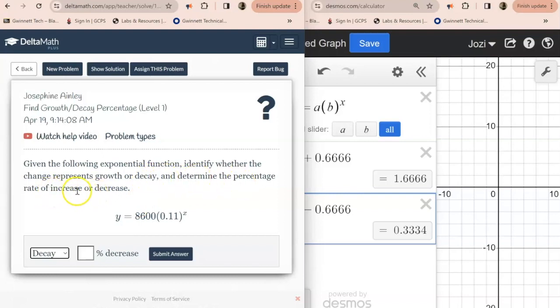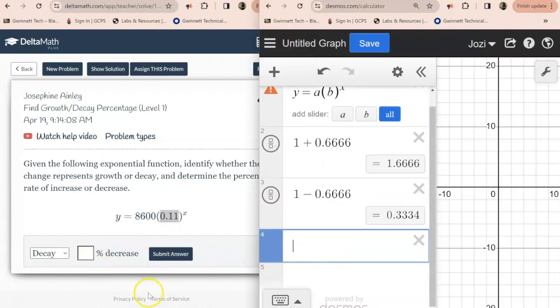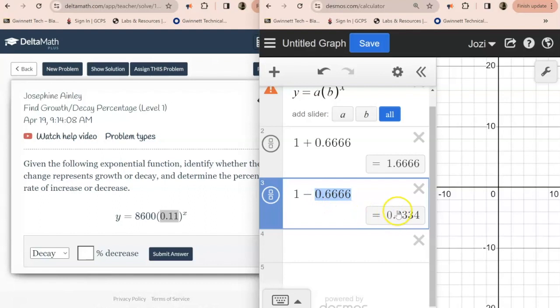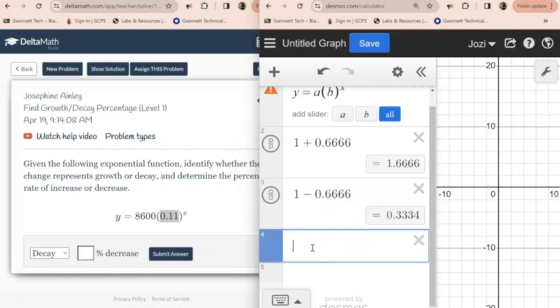All right, determine the percentage rate of increase or decrease. Now, remember, in this case, they've already subtracted. They did one minus some unknown variable, and they got 0.11. That's what that means, okay? So I'm going to take x to the other side, so it goes from minus x to plus x. Then I'm going to move this number to the other side, and it goes from positive 0.11 to negative.